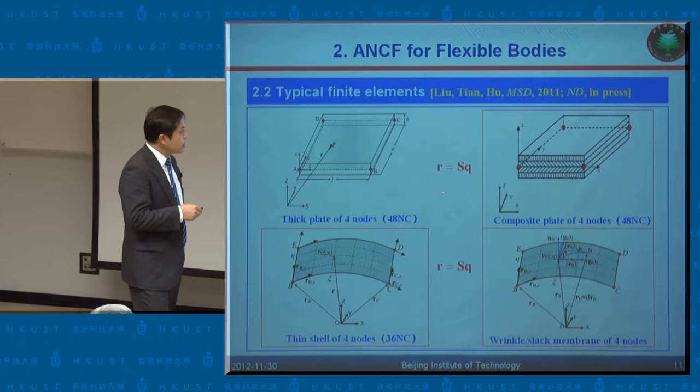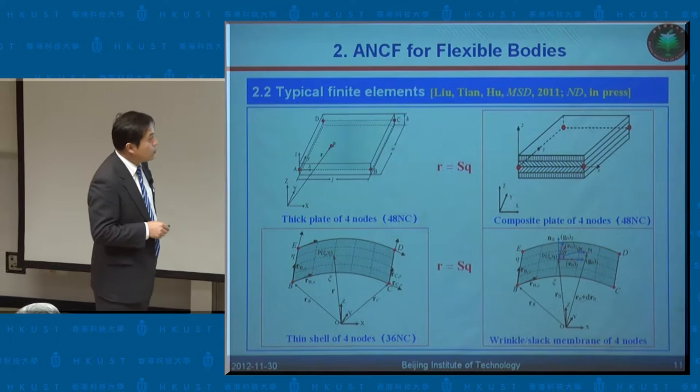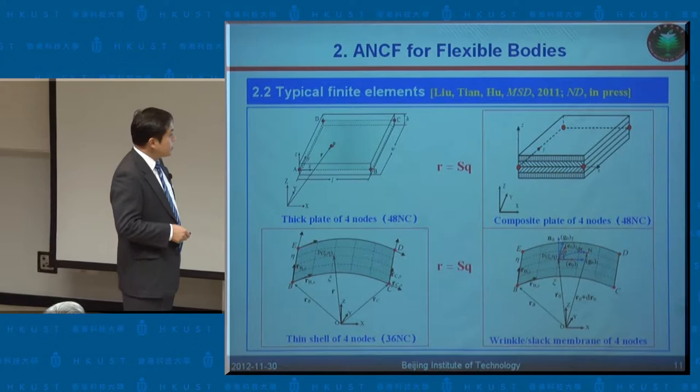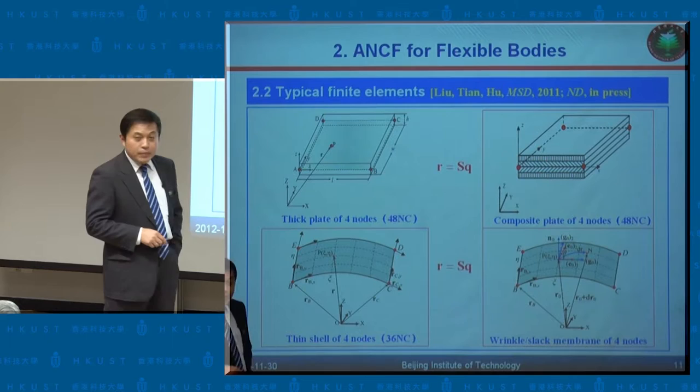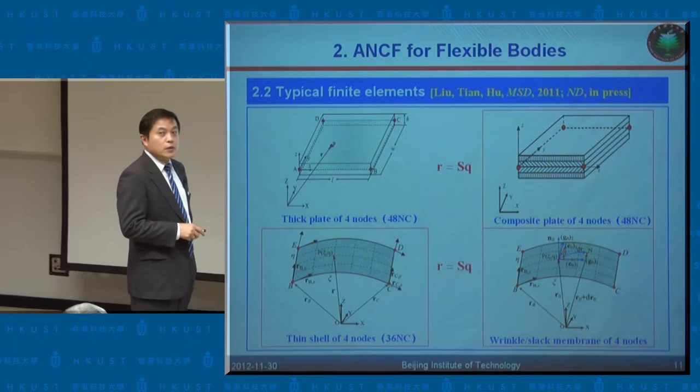What I have to emphasize is that the description of the motion and configuration is also the same. They always keep the form of r equals S times q, no matter what kind of finite element you use. And we also established the element for membranes with wrinkles and slacks, which are useful to describe the solar cells later on.